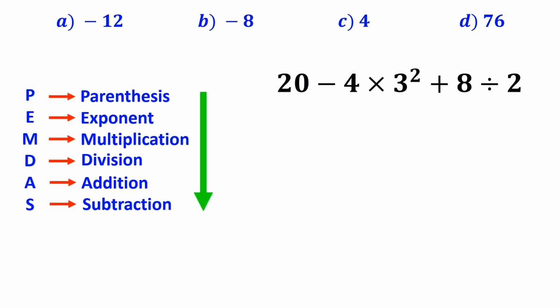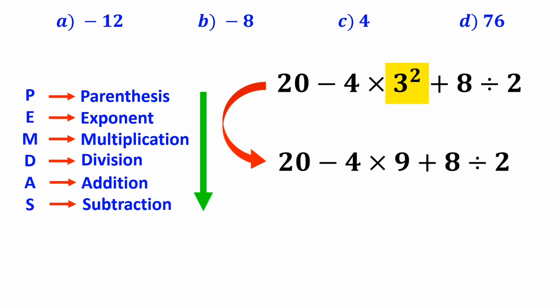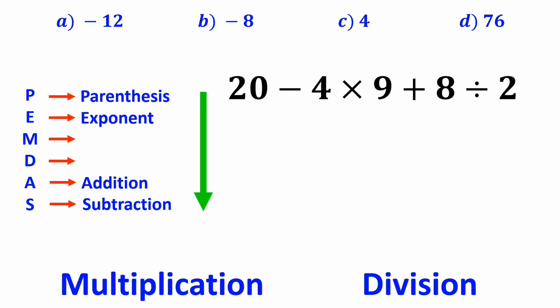Alright, first we start with 3 squared, because in this expression, exponent has a higher priority than the other operations. So, instead of the original expression, we can write 20 minus 4 times 9 plus 8 divided by 2. In the next step, we need to go for multiplication and division, since they have a higher priority than addition and subtraction. It's very important to note that multiplication and division have the same level of priority.